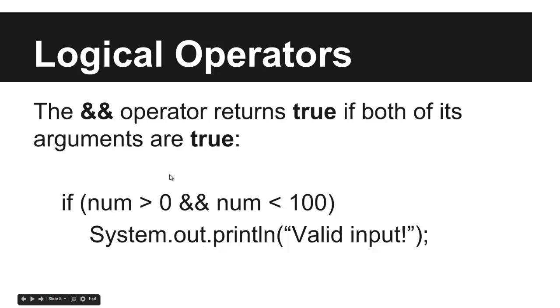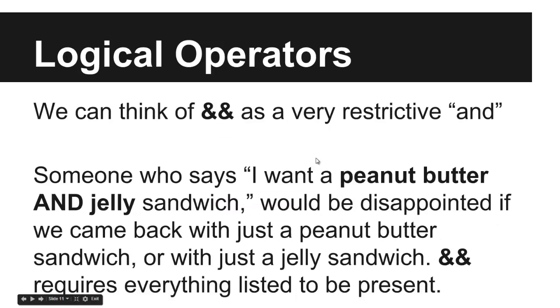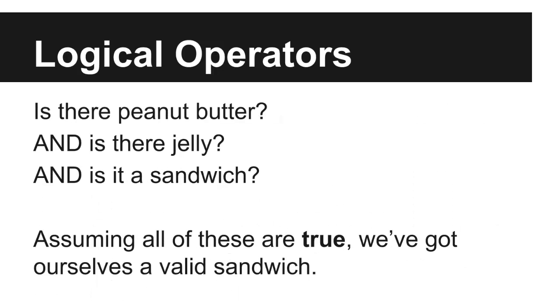In this case, if this statement is true and if this statement is true, then the whole thing evaluates to true. Okay, so we check our first statement, we check our second statement, it just goes left to right. And then if both of those are the case, we do our output. We can think of AND as sort of a very restrictive AND. So for example, if someone were to say, hey, I would like a peanut butter and jelly sandwich, they'd be disappointed if you gave them a sandwich that only had peanut butter, or a sandwich that only had jelly, or peanut butter and jelly without the sandwich. The logical AND is sort of like that. It requires everything listed to be true in order for it to work, or rather it requires both of its arguments. Okay?